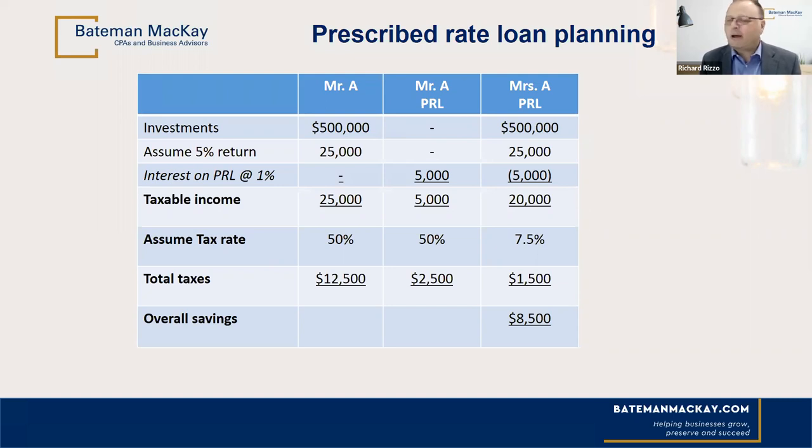So just to wrap up, on the prescribed rate loan trust, we actually implemented this for one other client. We ended up income splitting with literally a 2-month-old baby. We filed a tax return for a 2-month-old baby, again through the prescribed rate loan trust that we created. So it's a good transaction, and it works, again, provided the funds are available.